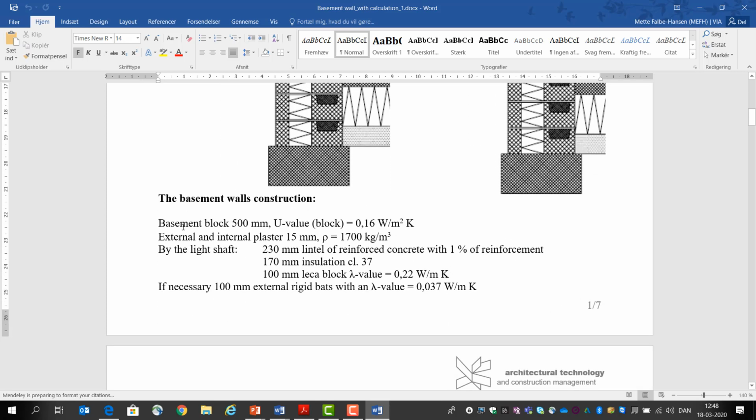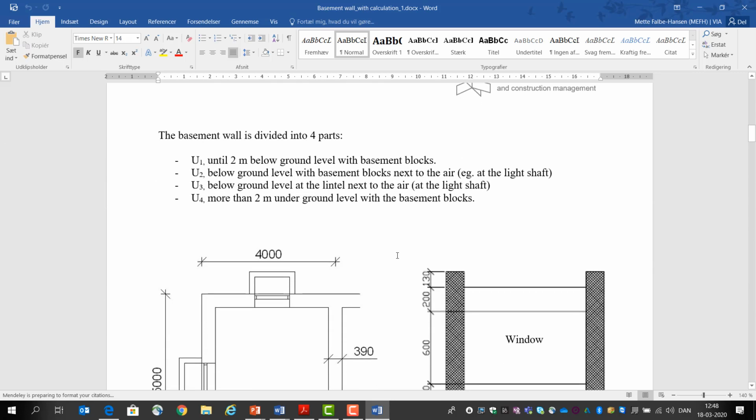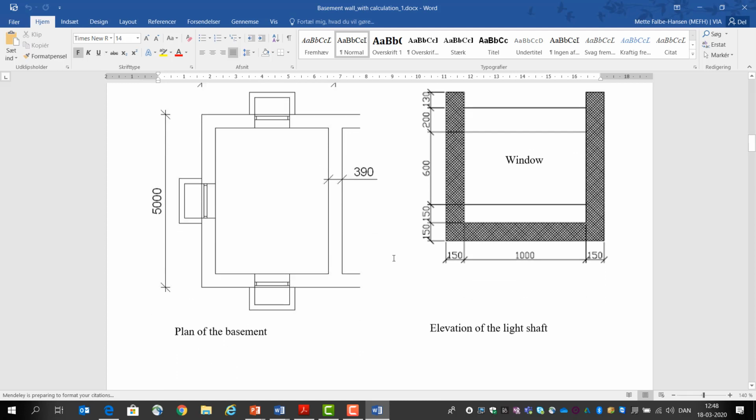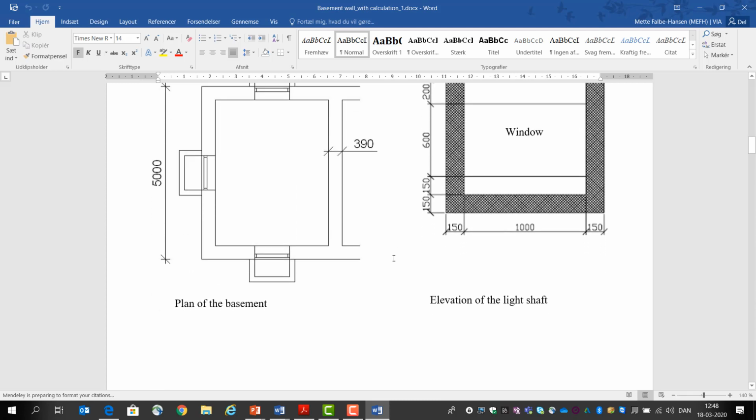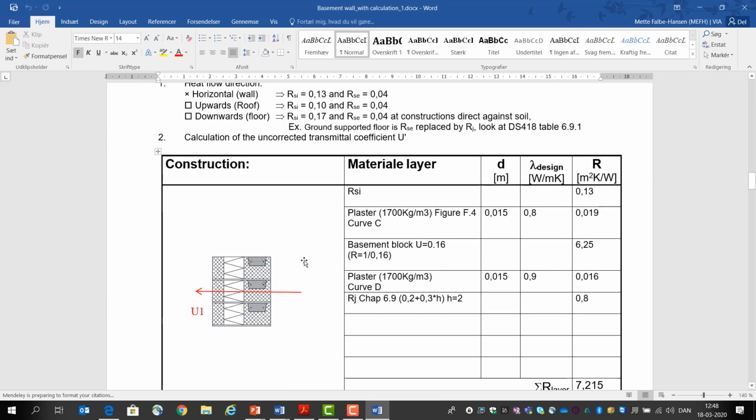Then you write how the construction is, so we know all the figures that we need to calculate the U value. Then you write what kind you have, and if you also have a linear loss, if you have a change of insulation or something, then you also write that in. Then you make a plan and you make your elevations so we can see how it's looking of your walls. And then you can start calculating the U value. And then you divide it up.